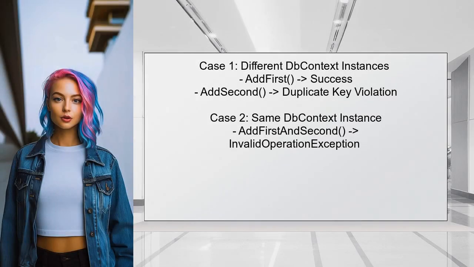In the first case, calling Add first creates a new user and team, then Add second attempts to add a duplicate team user, resulting in an exception due to using different DbContext instances. In the second case, using the same DbContext for both team users leads to an invalid operation exception because EF Core cannot track duplicates.